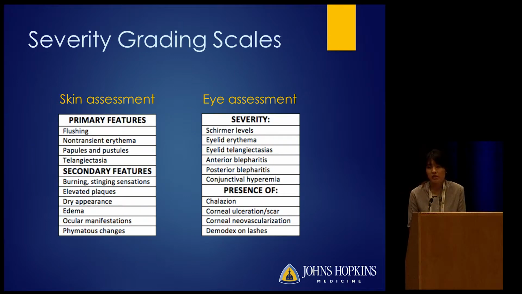So this is the list of the various criteria that we assessed for each of the rosacea patients. And then for each category, they were graded on a severity spectrum from nil, mild, moderate to severe, except one component of the eye exam, which was a yes or no assessment based on the presence of chalazion, corneal findings, and then Demodex on the eyelashes. We also did give each of the rosacea patients a global severity score for the skin and eye.